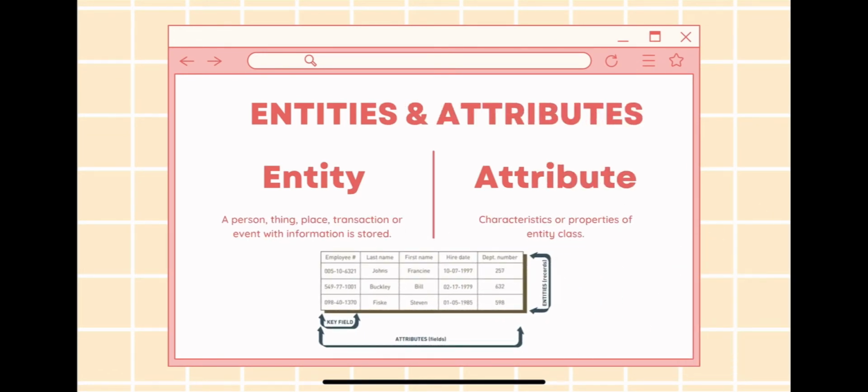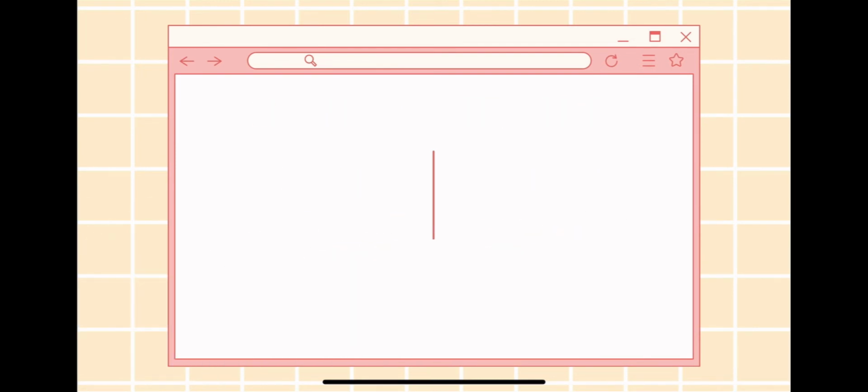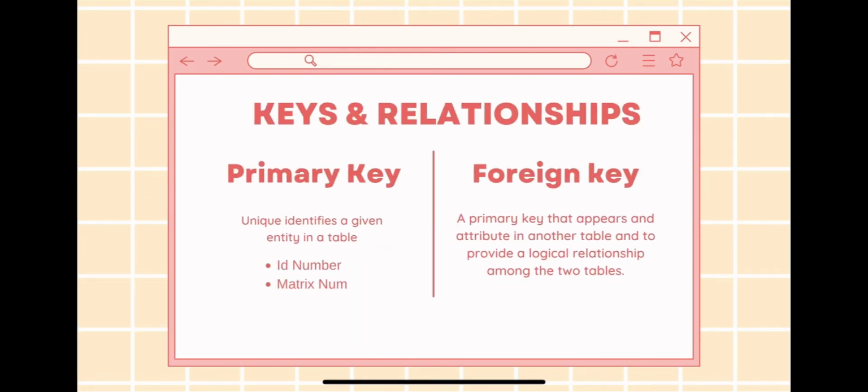Entities and attributes. An entity means a person, thing, place, transaction, or event about which information is stored. An attribute means a characteristic or property of an entity class. Entities are the rows in each table and attributes are the columns in each table, as you can see in the figure below. Next is keys and relationships. Primary key means a unique identifier of a given entity in a table, for example, ID number or matrix number. Foreign key is a primary key that appears as an attribute in another table to provide a logical relationship between the two tables.